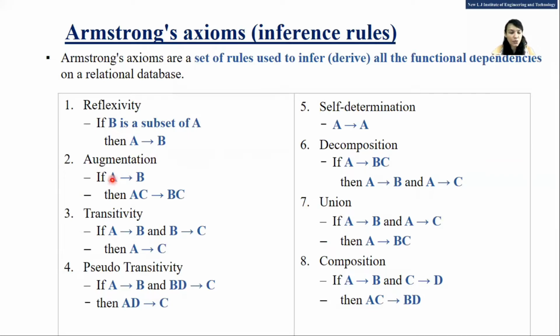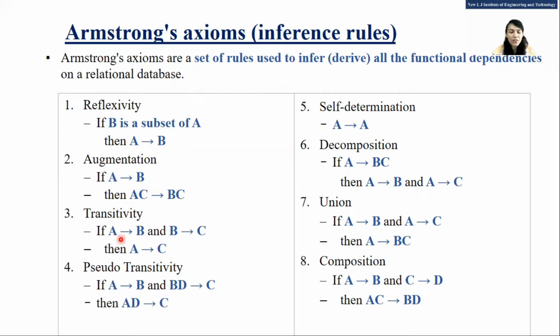Then we have the augmentation rule. What is the augmentation rule? If A determines B, and I'm adding a third attribute, C, on both sides, then we can say that AC determines BC. Suppose I have enrollment number determines SPI, and in that case I'm adding name on both the left and right side, then I can say enrollment number, name determines SPI, name.